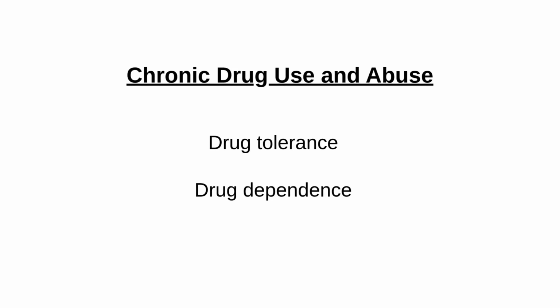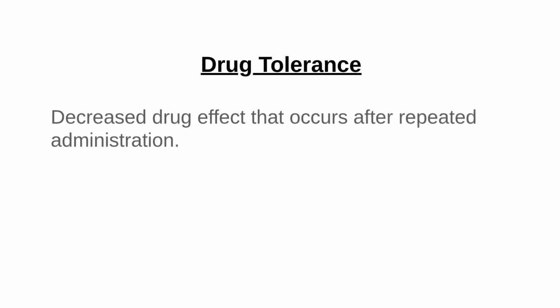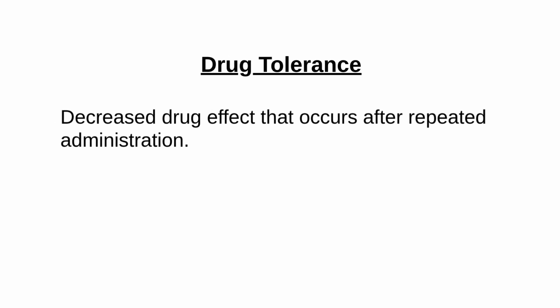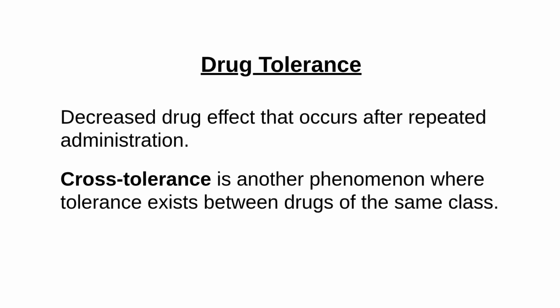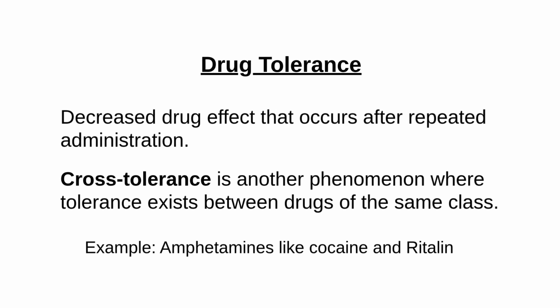We're going to discuss 2 more terms associated with chronic drug use and abuse. Those are tolerance and dependence. Drug tolerance is the decreased drug effect that occurs after repeated administration. Cross-tolerance is another phenomenon where tolerance exists between drugs of the same class. So, for example, any amphetamines like cocaine and Ritalin, they're going to have a cross-tolerance.